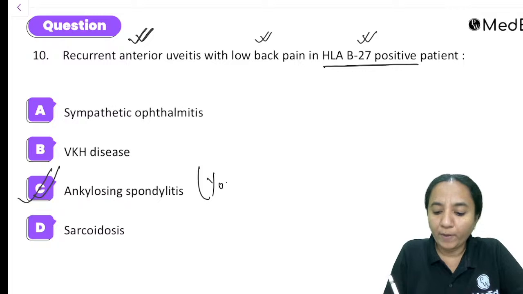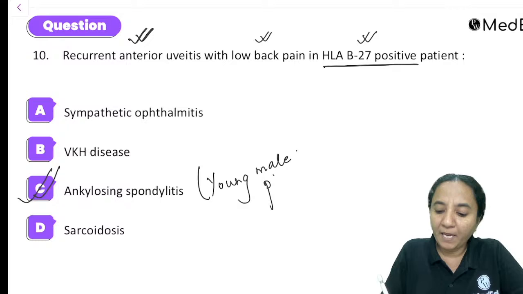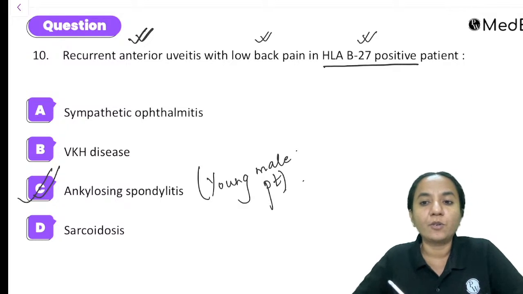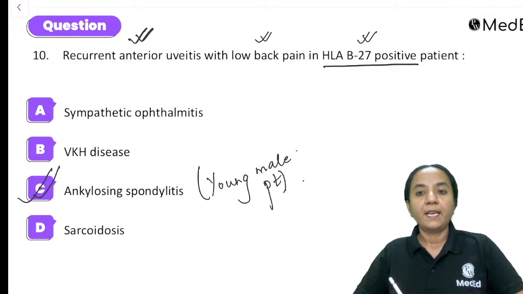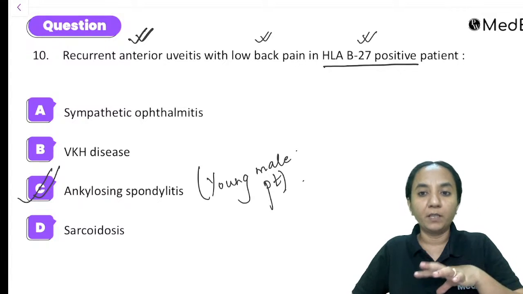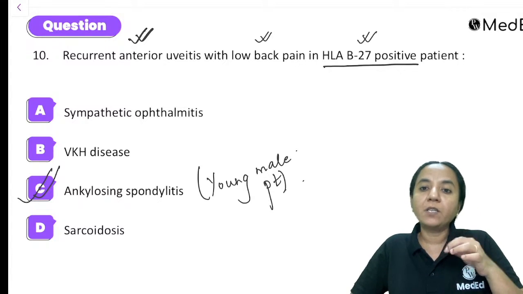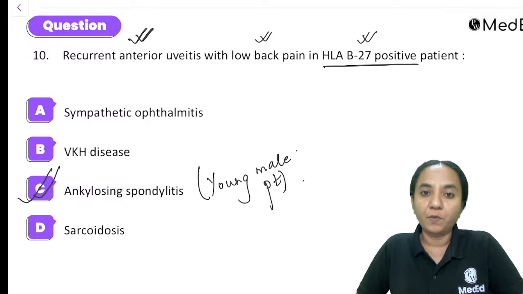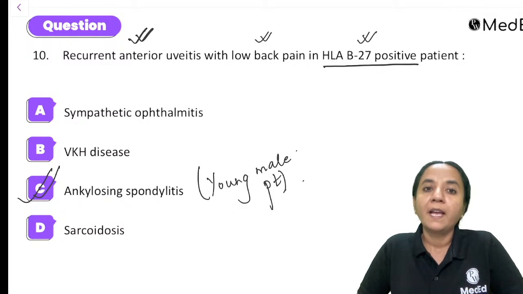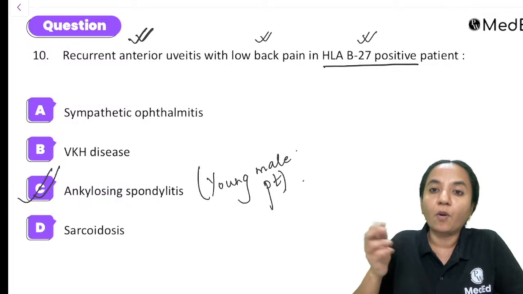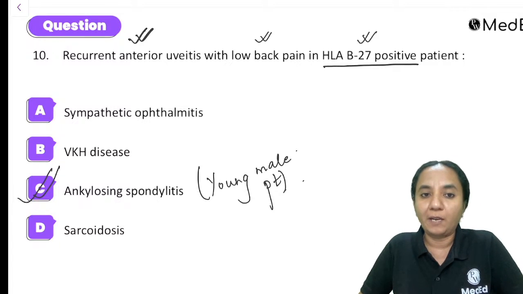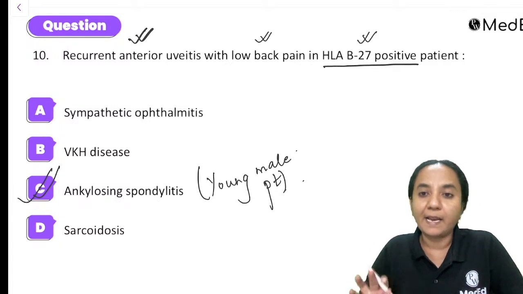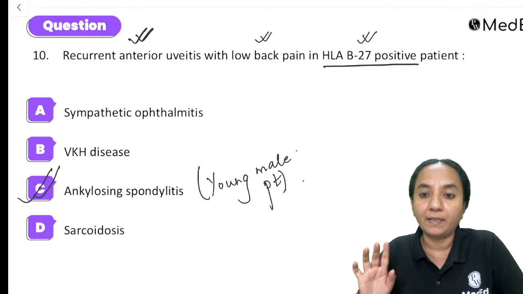So usually the question may also mention that it is a young male patient. So a young male patient presents with bilateral recurrent anterior uveitis. He has a long-standing history of low back pain. And on evaluation, he turns out to be HLA-B27 positive. So young male patient, low back pain due to involvement of the sacroiliac joint, recurrent anterior uveitis which is often bilateral, and positive for HLA-B27. This is typically ankylosing spondylitis. Again, commonly asked MCQ.